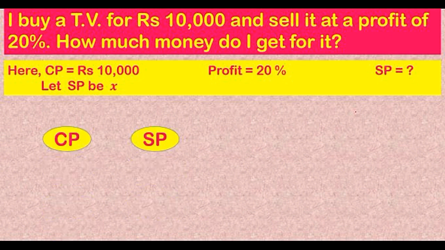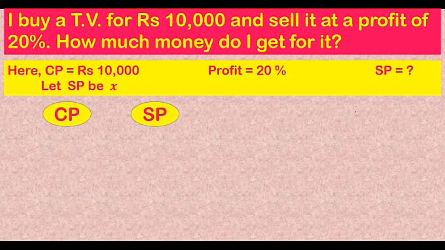Now to find CP and SP, I'll be taking the CP as 100. So if the CP is 100 and I have a profit of 20%, what should be my SP? Profit is 20%. So percent means out of 100 I get 20. So if the CP is 100 only, the profit is 20. So CP plus profit gives me SP. SP becomes 100 plus 20, that is 120.